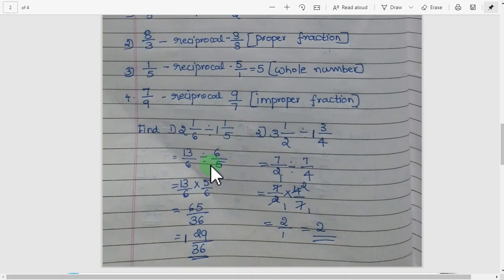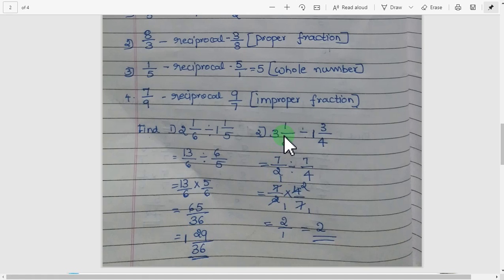Next step is changing division into multiplication. At that time take the reciprocal of the second fraction, 5 by 6. Now here cancellation, division, is not possible. So multiply numerator into numerator. 13 fives are 65, 6 sixes are 36. Again this is an improper fraction. 36 ones are 36, 36 twos are more than 65. So the remainder is 29 divided by 36.